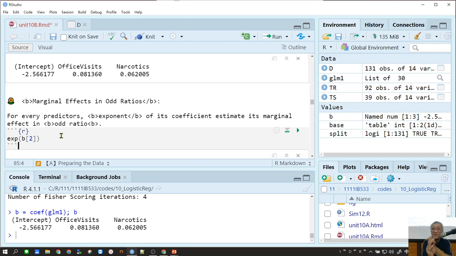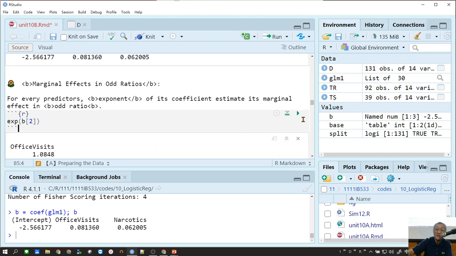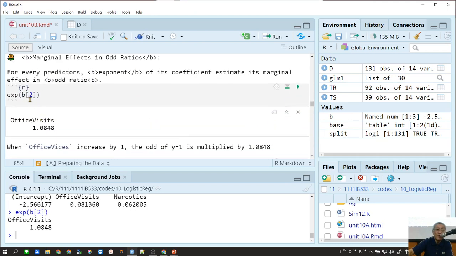Sorry, let me say that again. This is very tricky here, right? So this B2 is actually the marginal effect of x2 to the logit of y equal to 1, right? If logit is actually the log transformation of odds, before I can go back to probability, I need to go to odds first. So I apply exponential to the coefficient, and this is actually the odds ratio, okay?